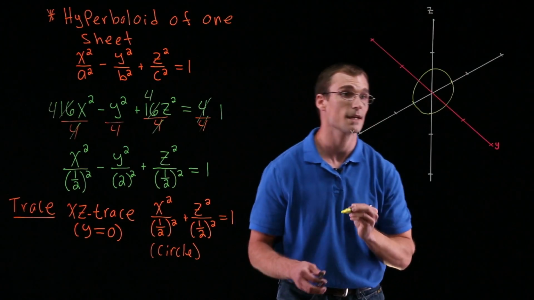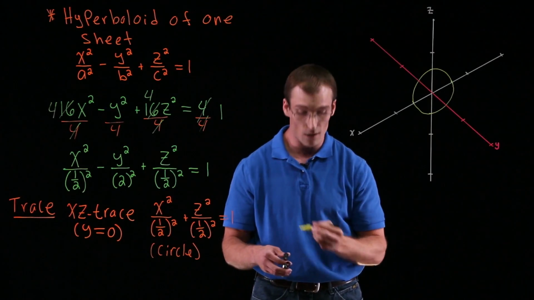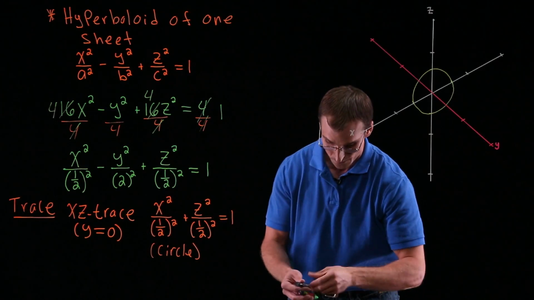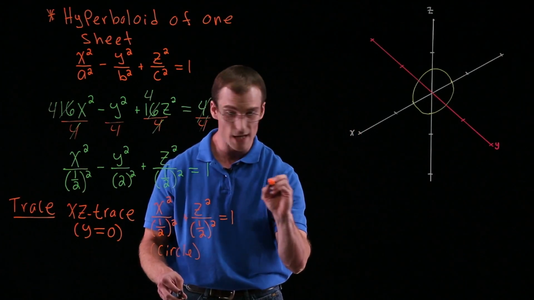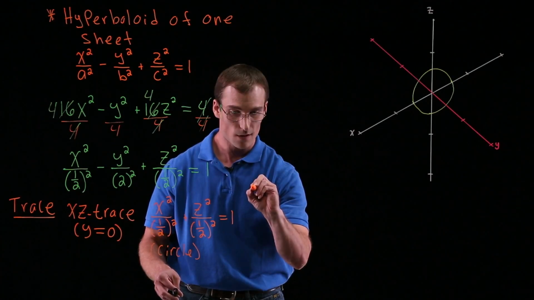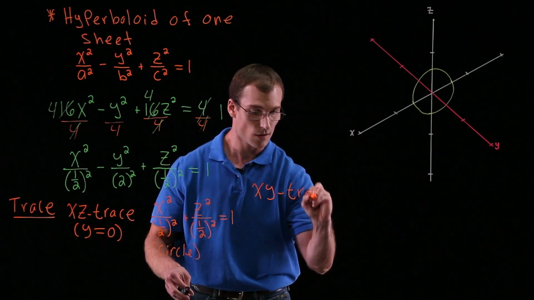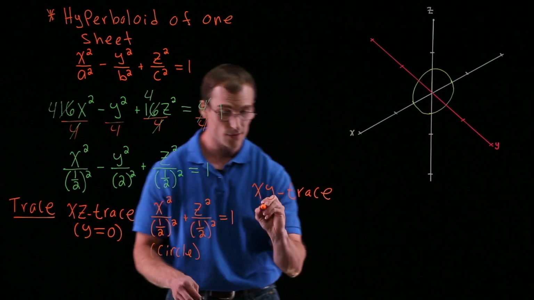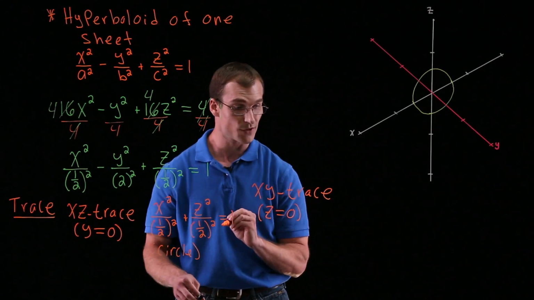There we go, getting us something like that. So that's our xz trace. Now what we're going to do is build up on this by finding our, say, yz trace. Or actually, let's do the xy trace first. So the xy trace, and similarly, we're going to take z equal to 0.